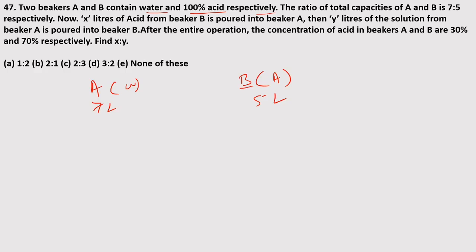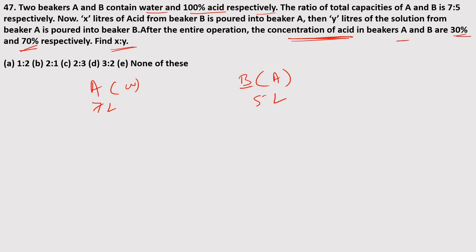Then Y liters of solution from beaker A is poured into beaker B. After the entire operation, the concentration of acid in beaker A and B are 30% and 70% respectively. This is the concentration of acid, guys, not water. Acid concentration in A is 30% and in B is 70% after the second operation. Find X is to Y.